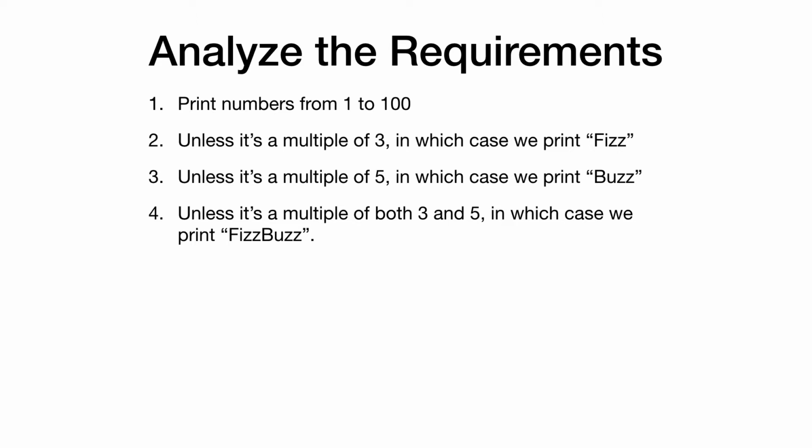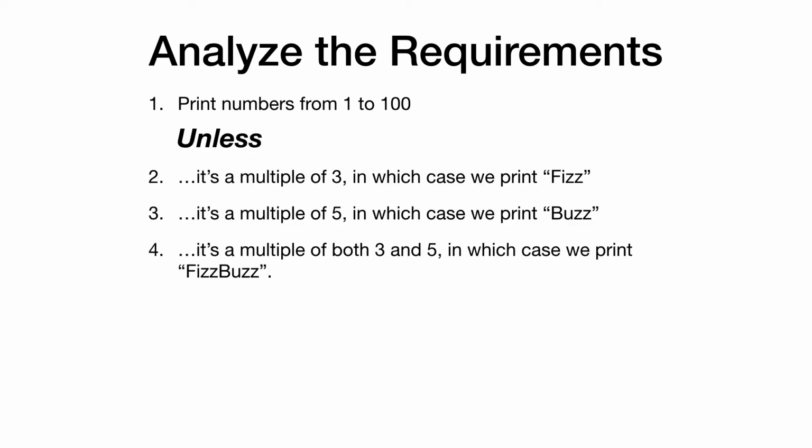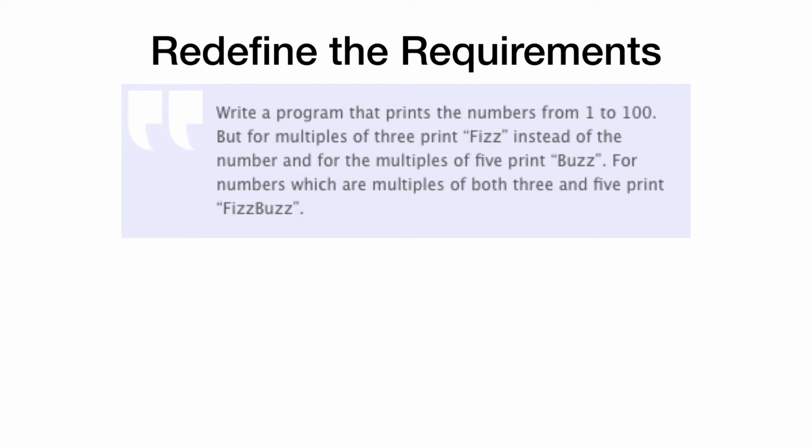To make certain I came up with the correct solution, I analyzed the requirements. First, we see that the program should print out the numbers 1 to 100. But the next three requirements set conditions on that, making it somewhat more complicated. So I simplify the requirements so they're clear and will make my code cleaner. Expressed in this manner, I have a main requirement and 4 subordinates. I therefore redefine the requirements.